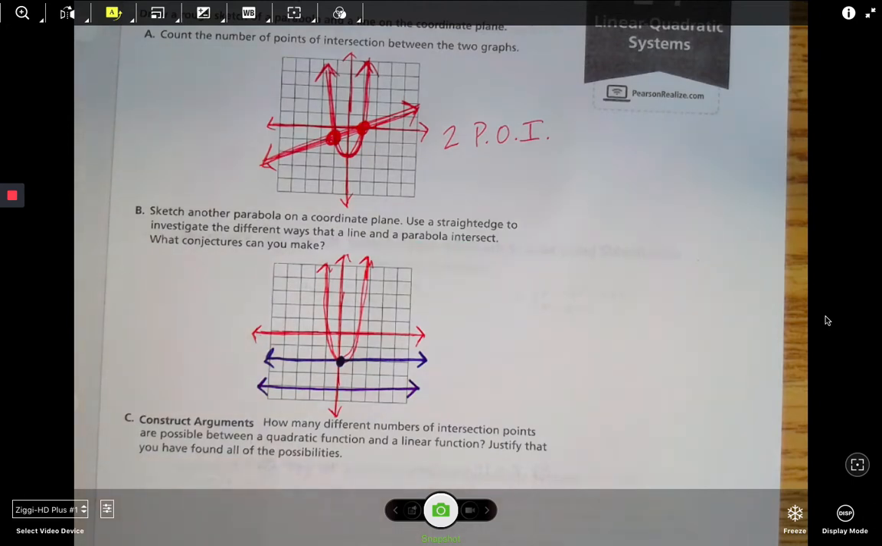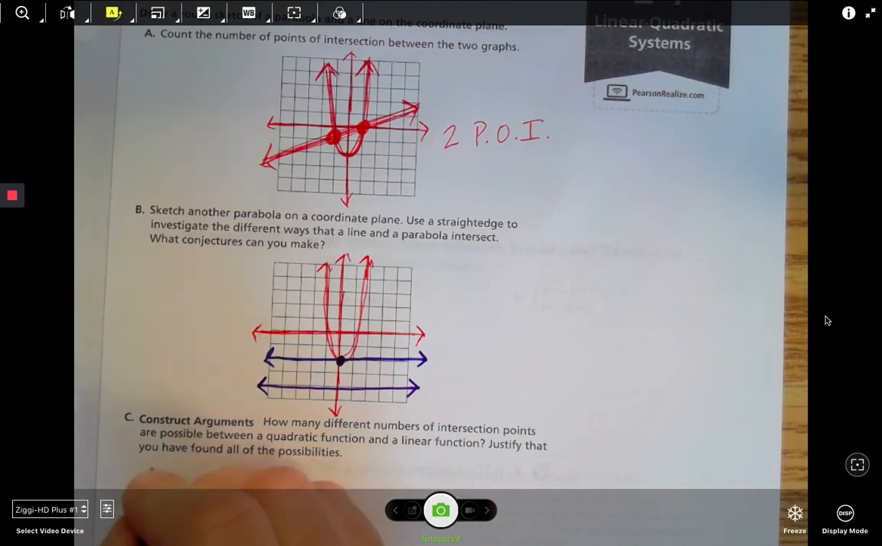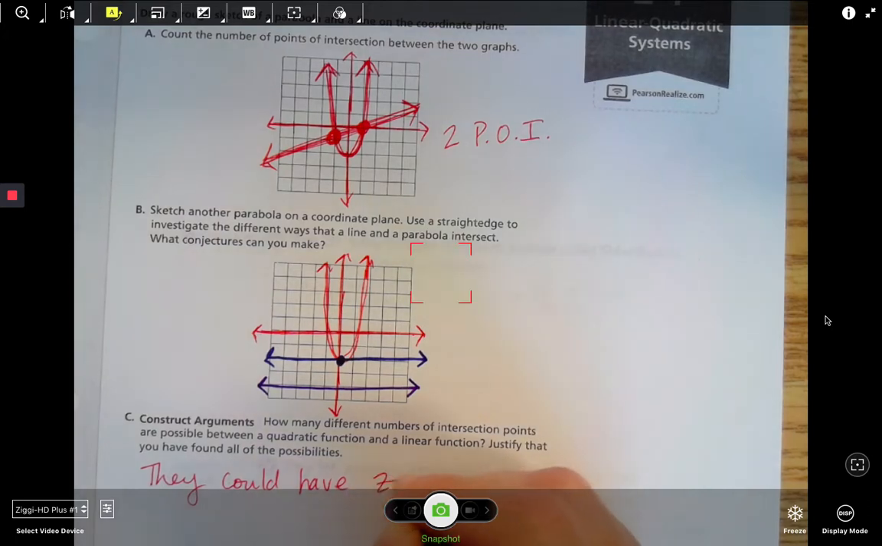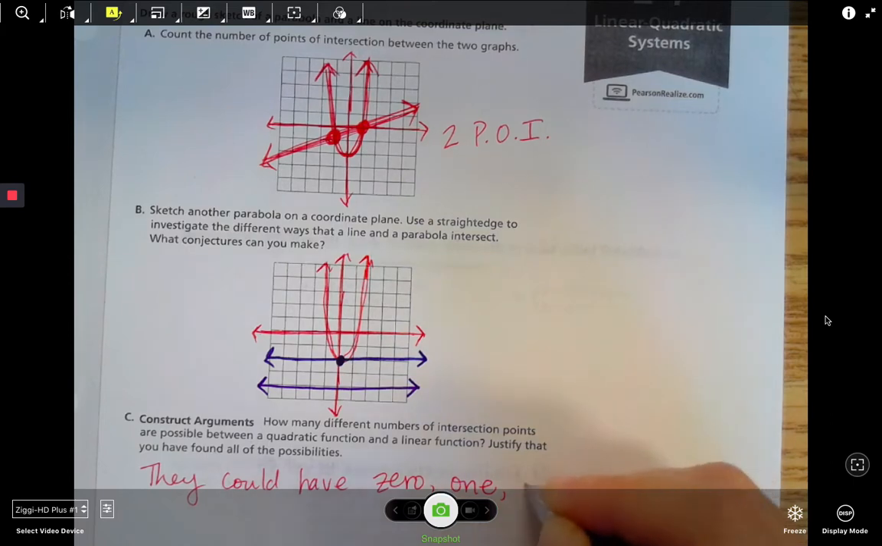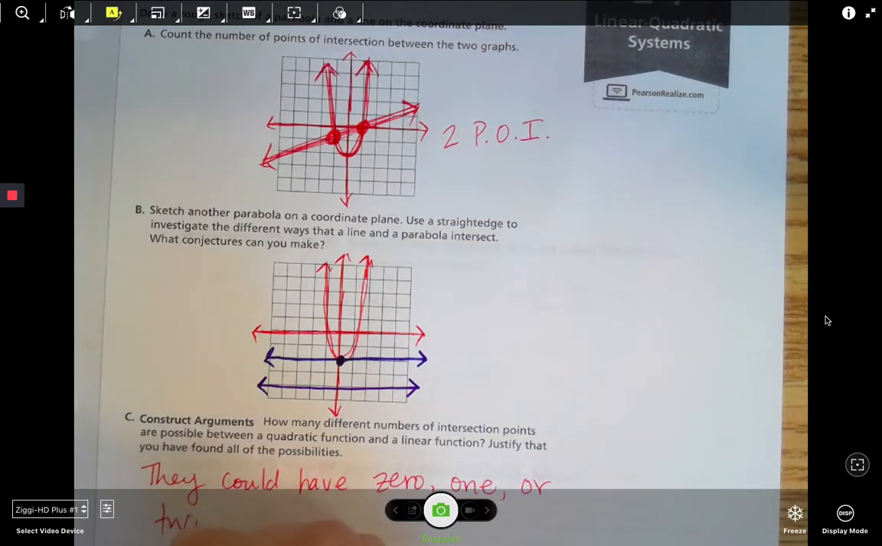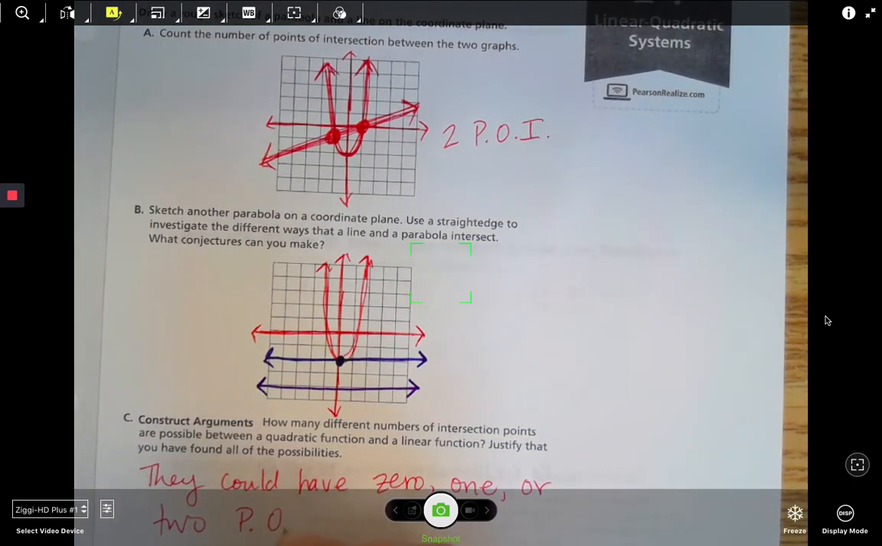So how many different numbers of intersection points are possible between a quadratic function and a linear function? So they could have 0 points of intersection. We could have 1 point of intersection. Or we could possibly even have 2 points of intersection.